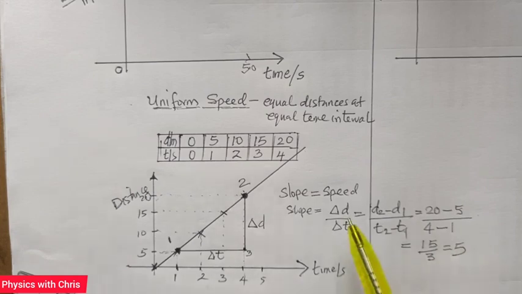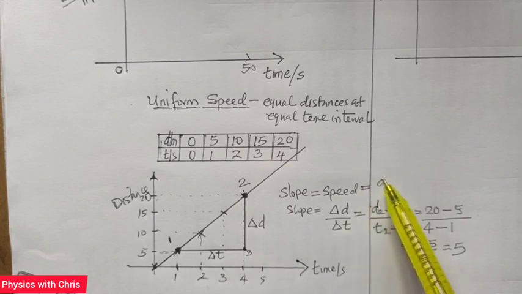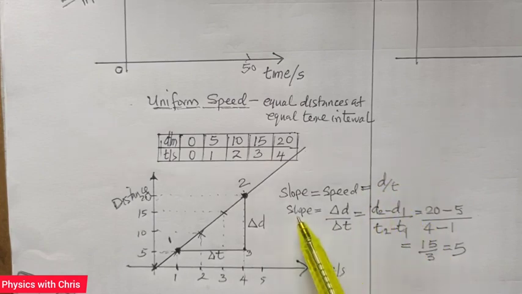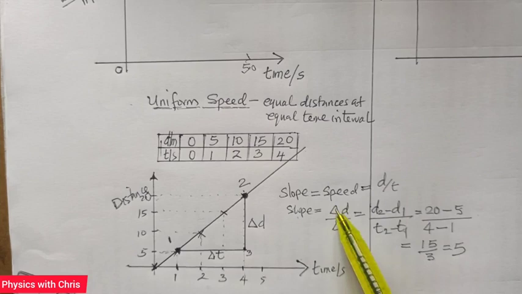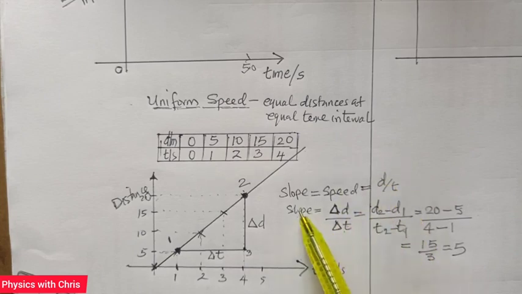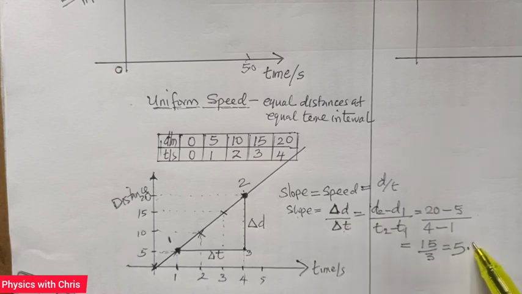speed. Why? Because speed is defined as distance over time. The slope is d over t. Don't allow this thing to confuse you. Just ignore this delta. Take it as d over t. So since speed is distance over time and the slope is defined as d over t, which is distance over time, it means that the slope of this graph represents speed, meter per second.